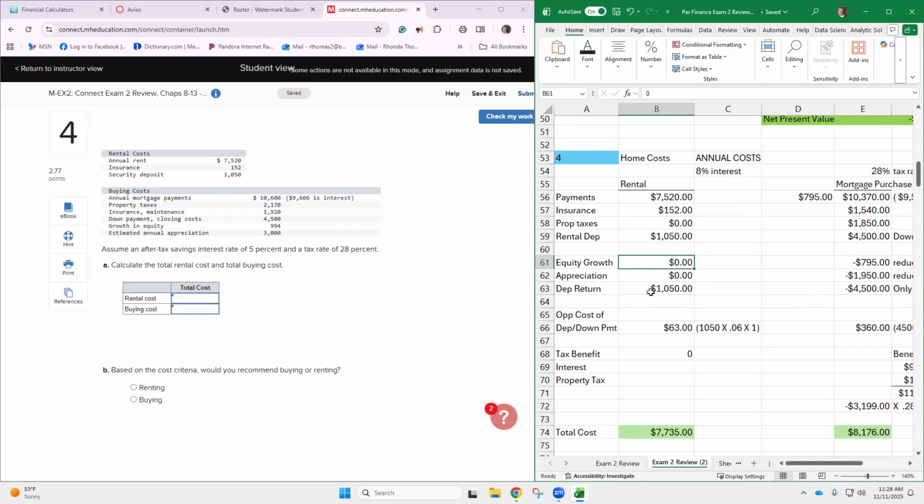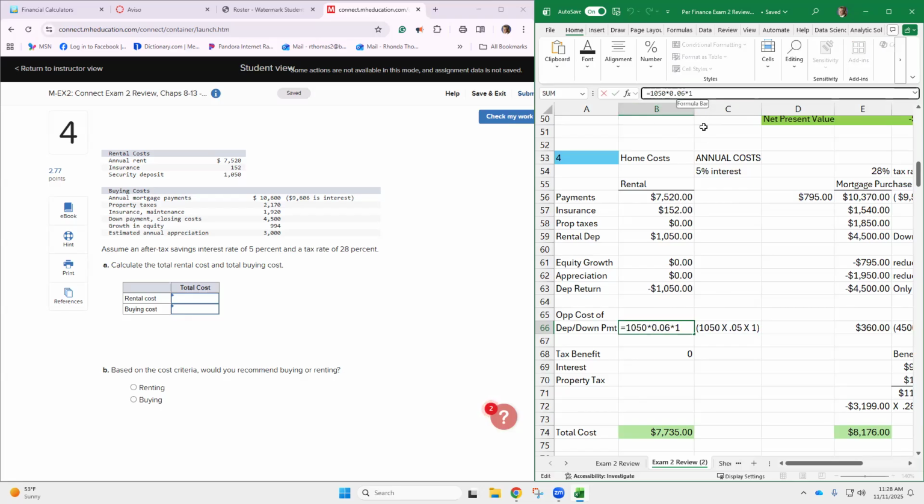When you rent, you have no equity growth and no appreciation, because that's for purchases only. Once again, my rate is 5%. The only final cost in this rental scenario is the deposit of $1,050. The opportunity cost of taking that deposit out of savings, how much savings am I losing? So I've got 1,050 times 5 times 1.